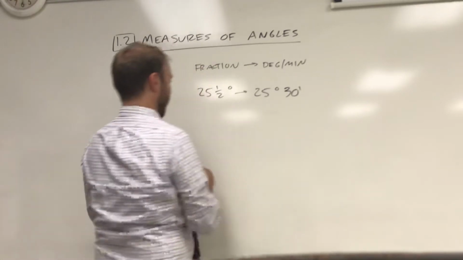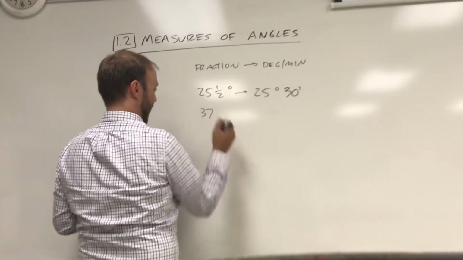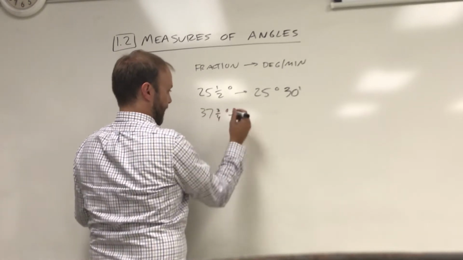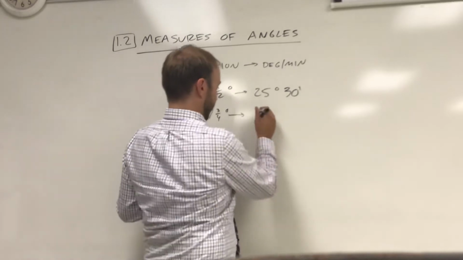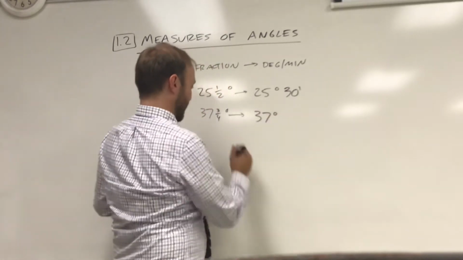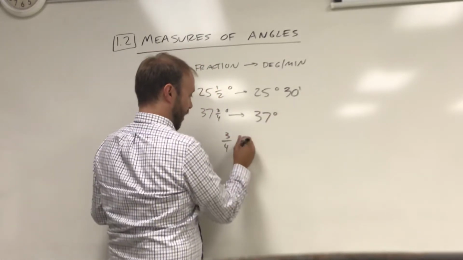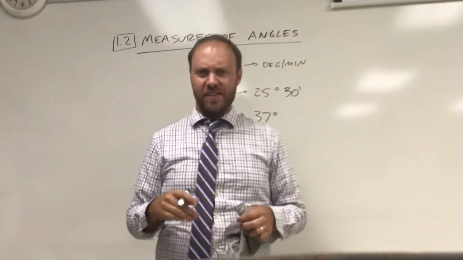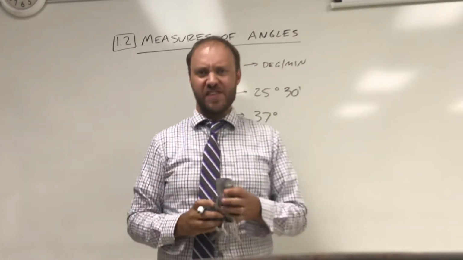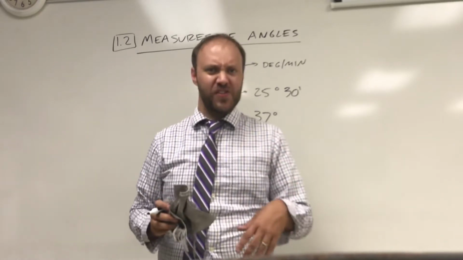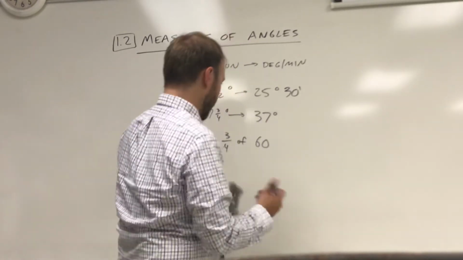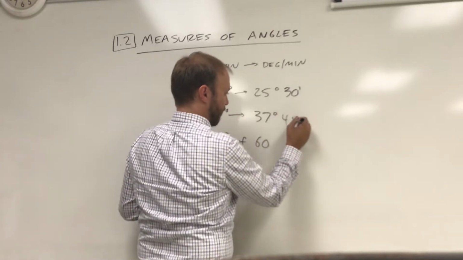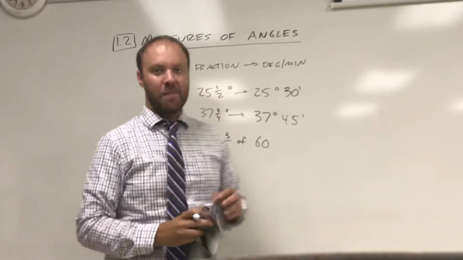If I had something like 37 and 3/4 degrees, you might know, okay, it's going to be 37 degrees. I need to take 3/4 of 60 minutes. And you might be able to think through that. You could say, okay, 1/4 of 60 is 15, and I want 3 of those fourths, 3 15s would be 45. You might be able to figure that out, okay? That'd be 37 degrees and 45 minutes, okay?